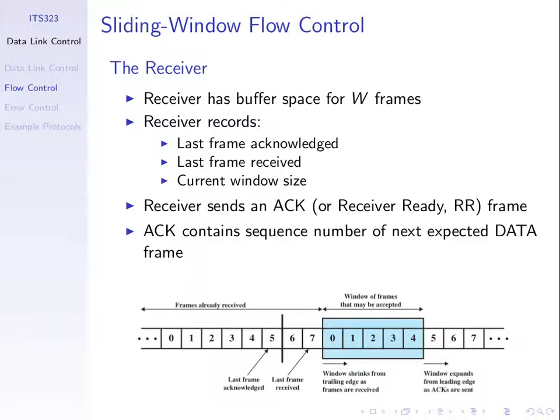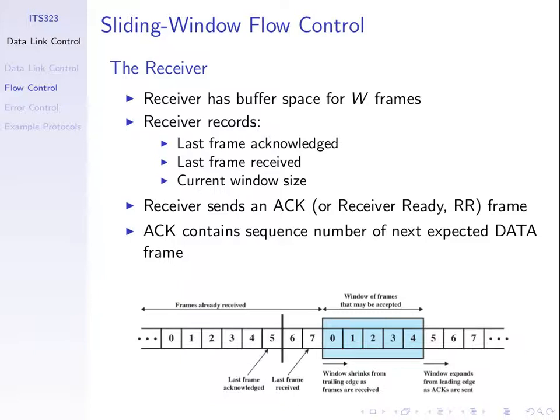It has buffer space for a set of frames. How many? W frames. For example, a maximum of 7 frames. It keeps track of the frames which have been received. So it's received frames 0 up to 5, and it has already sent an acknowledgement for them. They're done, successful, all of them. At this point in time, the receiver has received and stored in its buffer frames 6 and 7. It's received them, they're in the buffer waiting to be processed.